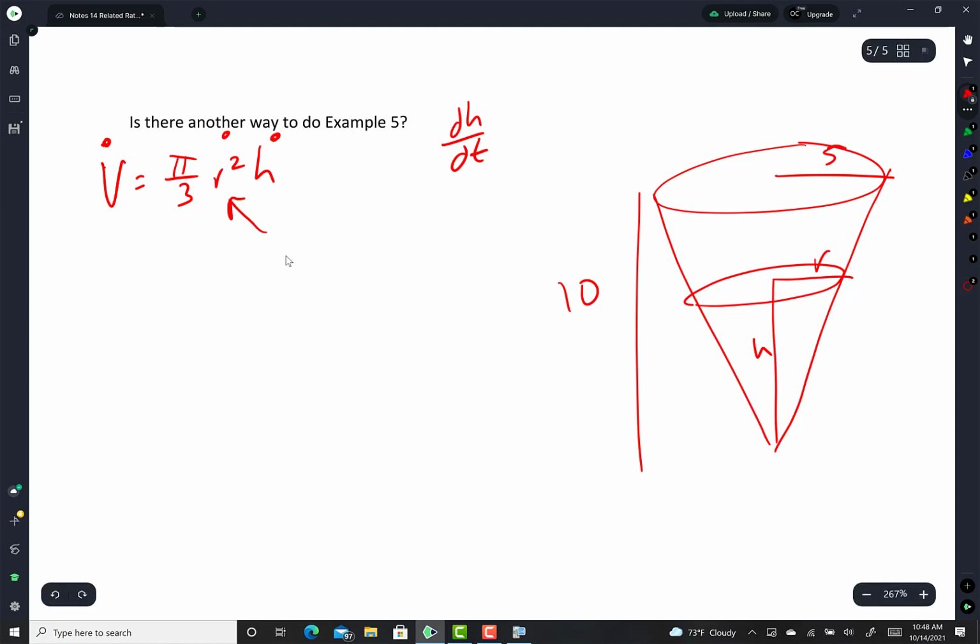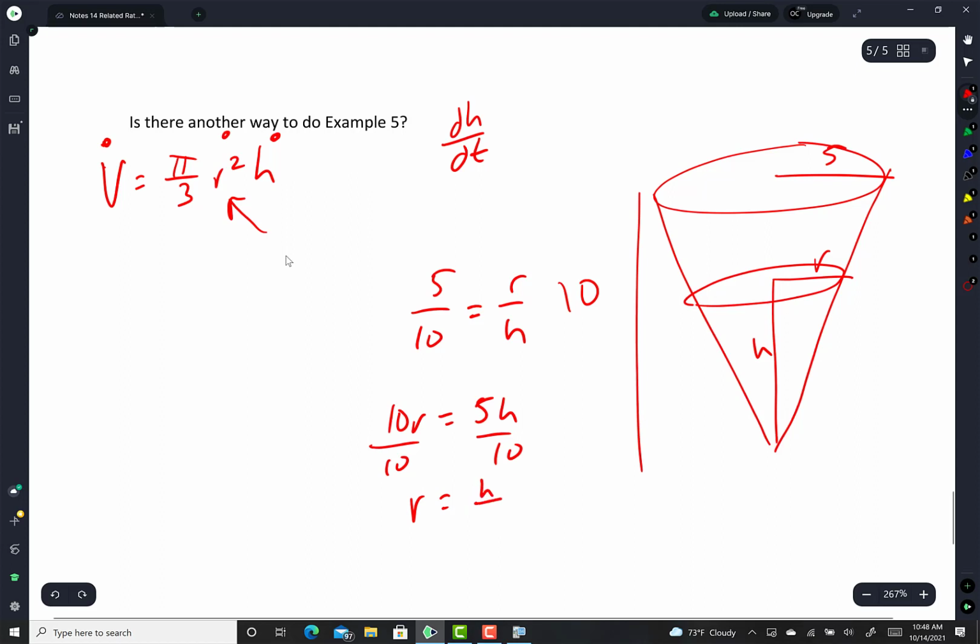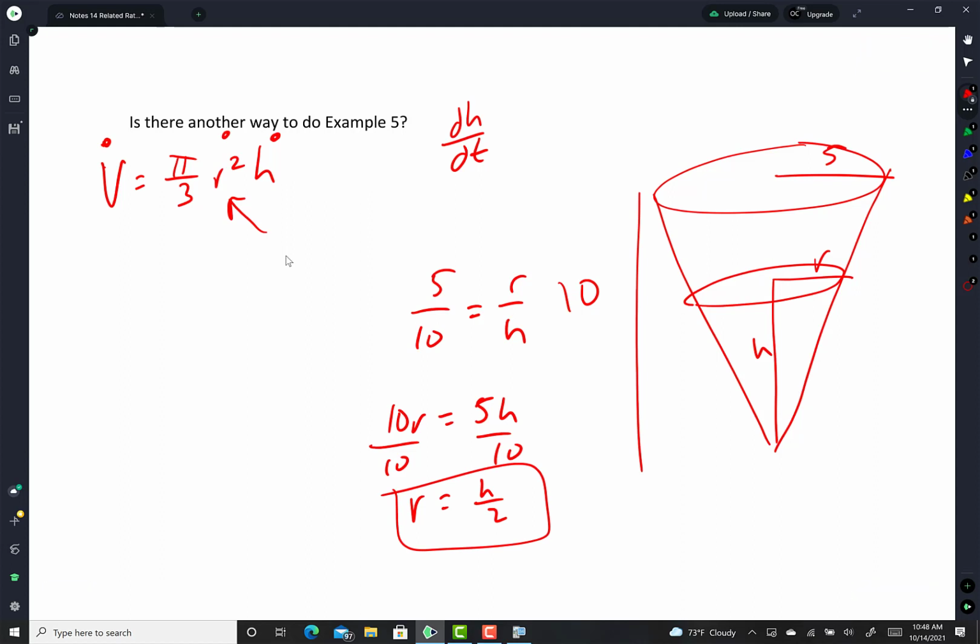Guys, you can replace the R with geometry like we did a little while ago. So what did we say? We said 5 over 10 is equal to R over H. Do you guys remember that? And then we said 10R is equal to 5H. And then we said divide by 10, and R is equal to half of H, or write it as H over 2. Well, you could have gone right off the bat and said, oh, R equals H over 2, and you could have just plugged it in right there.